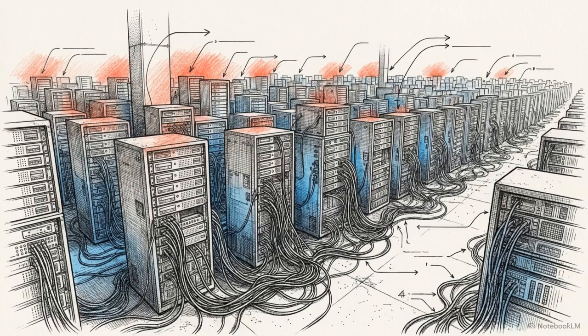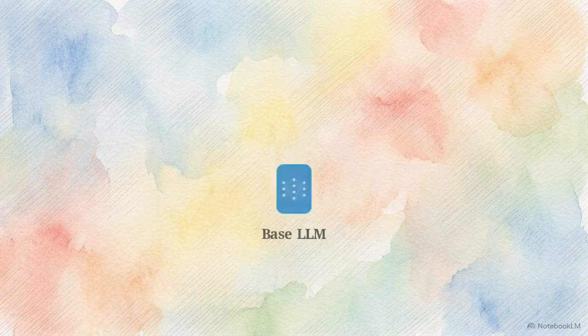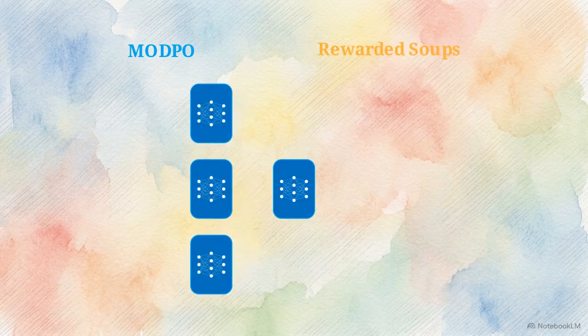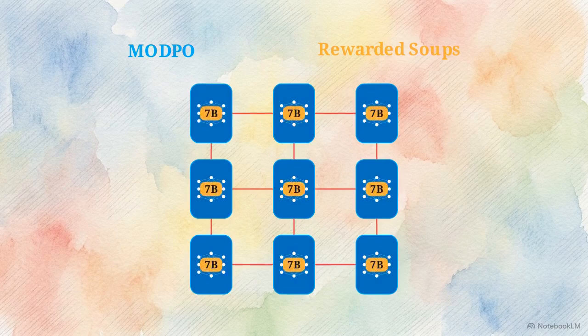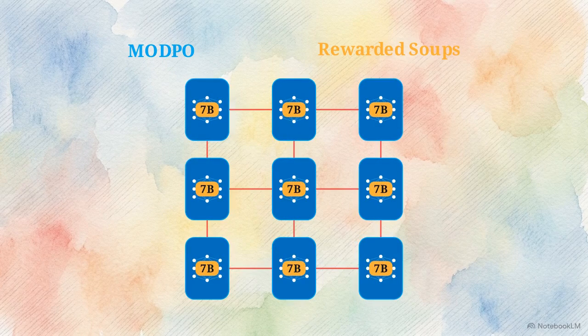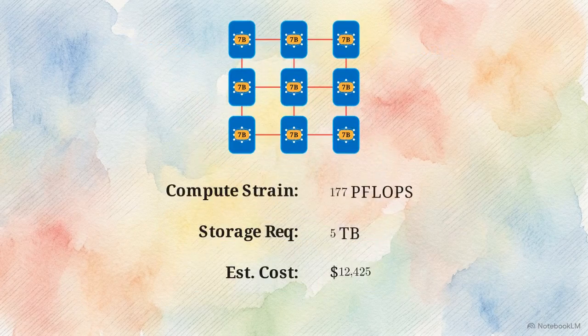The naive engineering solution to providing personalization is brute force, training a completely separate model for every specific combination of user preferences. Methods like multi-objective direct preference optimization or interpolating multiple model weights through rewarded soups demand massive compute. When you try to apply these strategies to models with 7 billion parameters or more, the training costs become devastating.